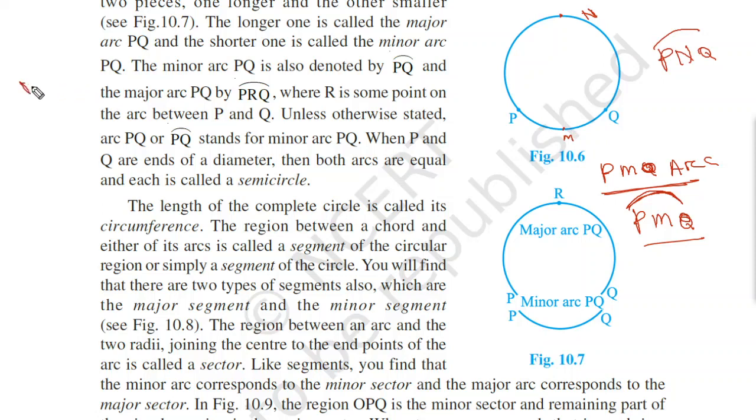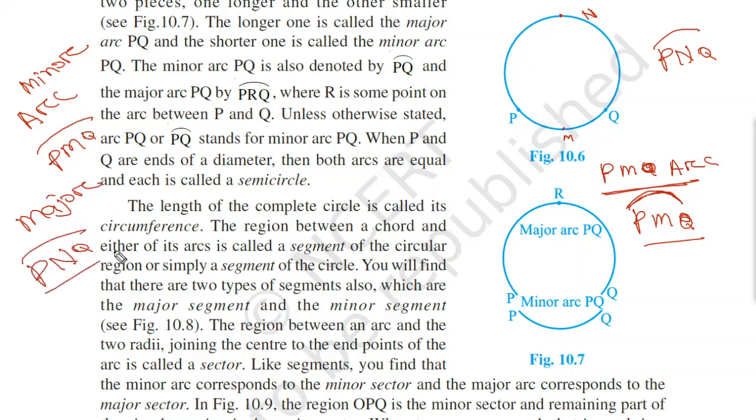So minor arc, who is the minor arc? The smaller arc, PMQ. This is the minor arc. Major arc is PNQ. So this will be your major arc and minor arc.